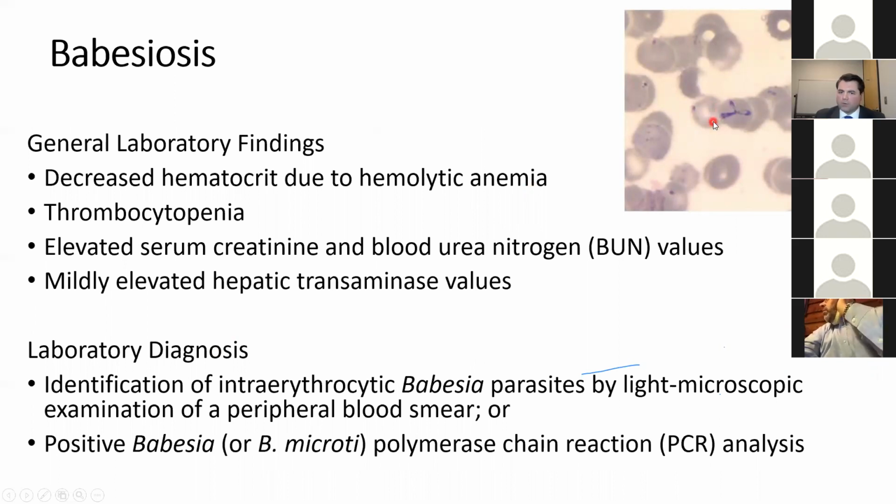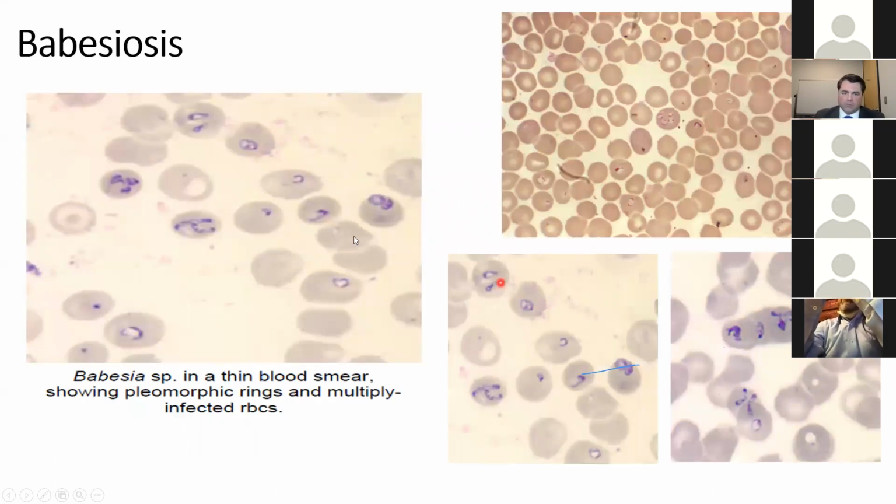So when they do the peripheral smear, that's how you would diagnose it. They can have hemolytic anemia, so the red blood cells are breaking apart, thrombocytopenia, elevated creatinine, BUN, LFTs can be high, and identification of the parasite in the peripheral blood smear. The differential diagnosis would include malaria. So it can look similar to malaria, but they haven't traveled to any areas with malaria. And you can see the rings in the red blood cells.